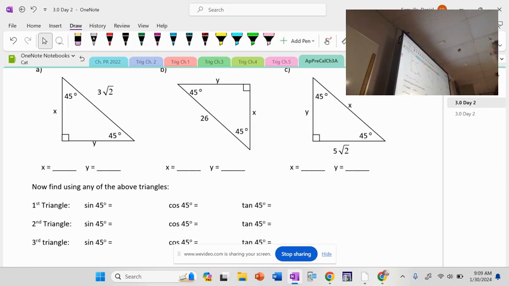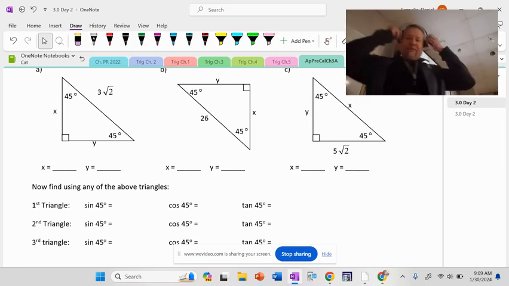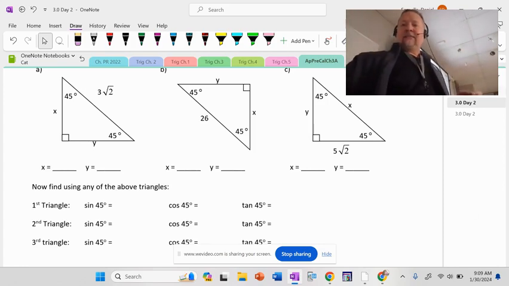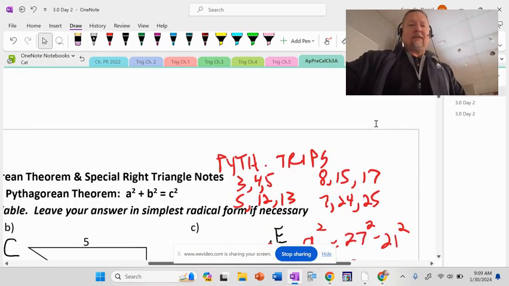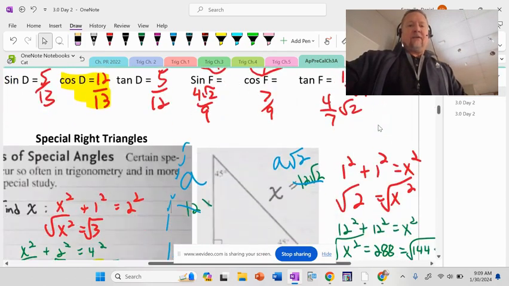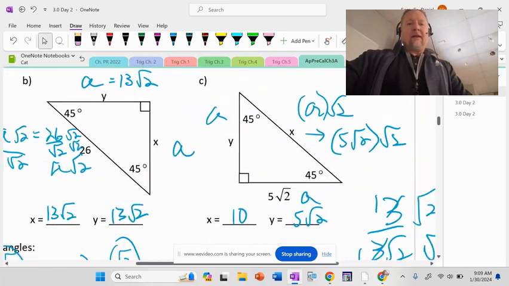Okay, hey, let's show the 45s real quick. I'll show the 45s and then go to the 30, 60, 90s. And don't do the trig yet. The trig gets a little hairy. Okay, here's the 45s. All right, this is what you should have got.